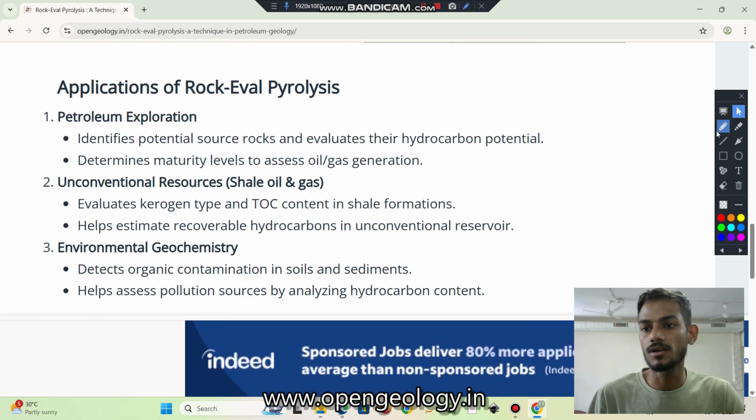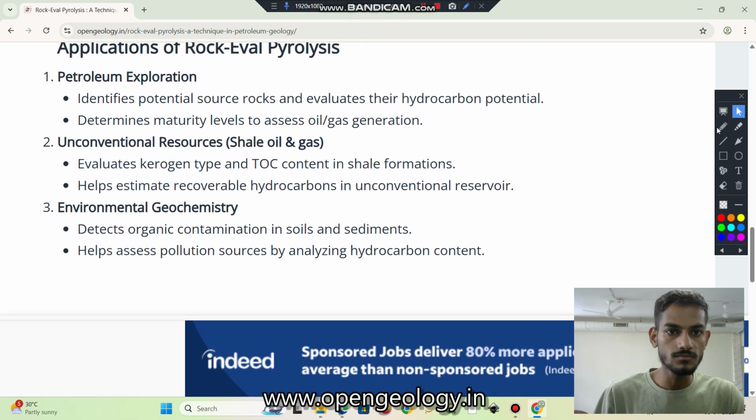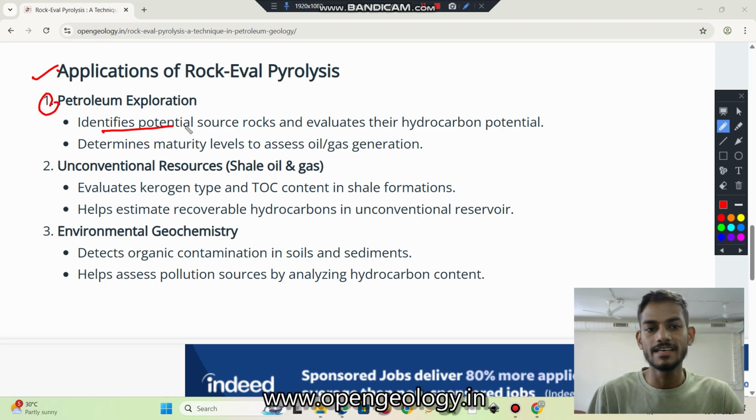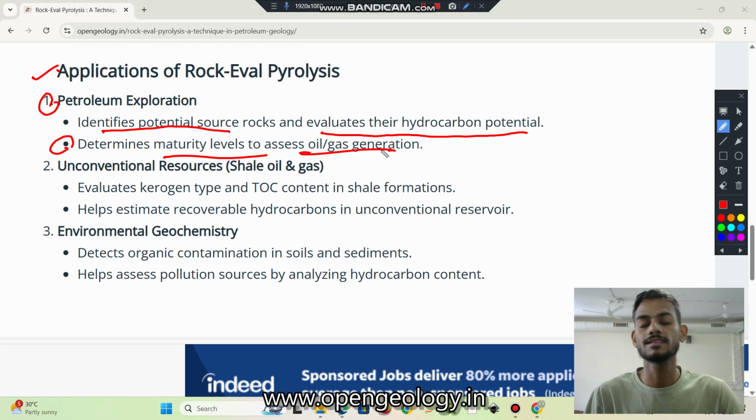Now let us see what the applications are. So it is one of the important analyses. There are many applications, like in petroleum exploration, it identifies the potential source rock. We know how the hydrogen index and oxygen index are used in evaluating hydrocarbon potential, and it also determines the maturity levels to assess oil and gas generation with the help of Tmax. Then unconventional resources, shale oil and shale gases.